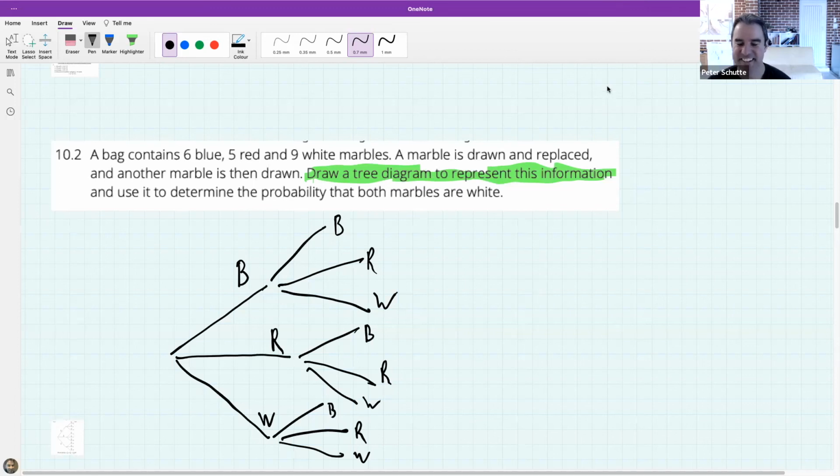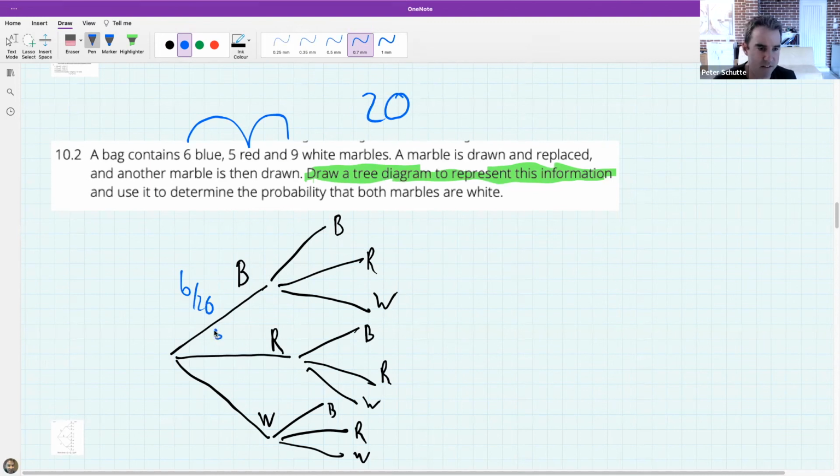So now, can you figure out what the probability on each branch is going to be? So this is the tree. Now, in order to do the probabilities, adding these up correctly is probably a good start. So 6 plus 5 plus 9, I get 20. So then ask yourself, what are the branches of this tree going to be? The blue one is going to be 6 out of 20. The red one is going to be 5 out of 20. And this one over here is going to be 9 out of 20.